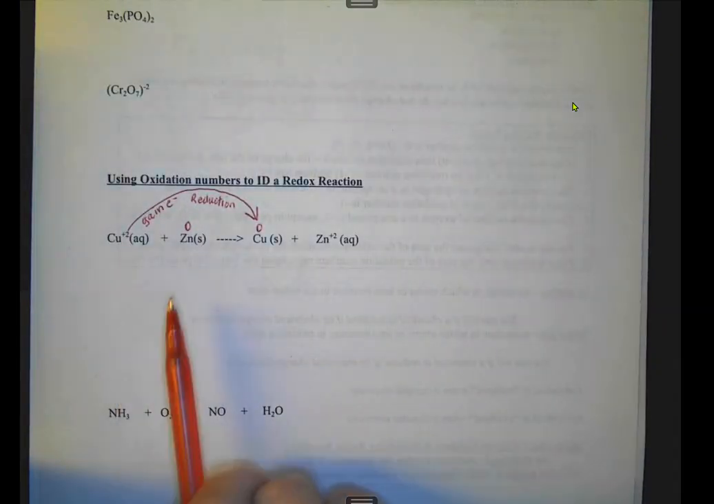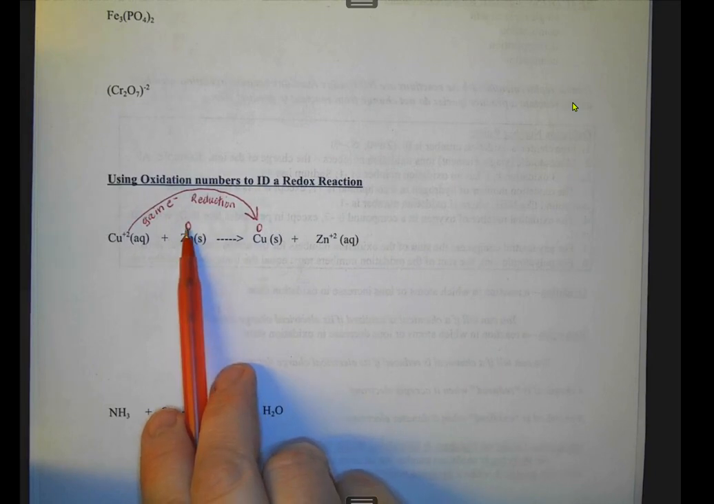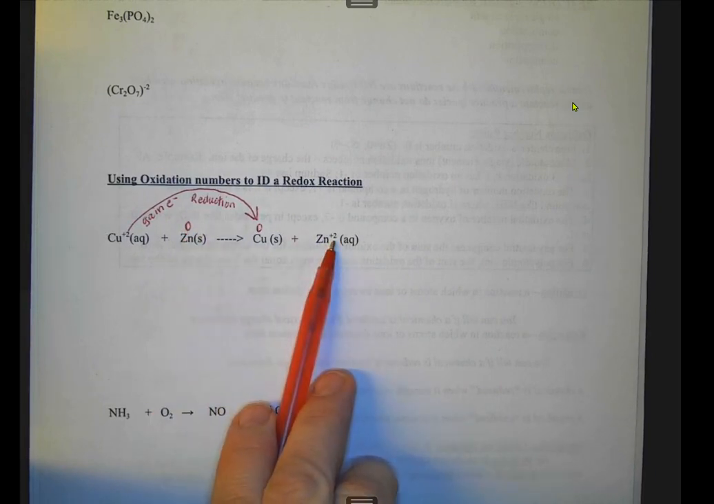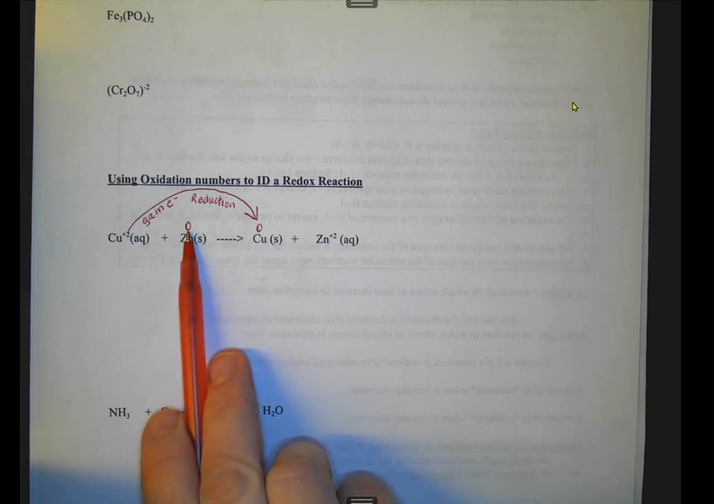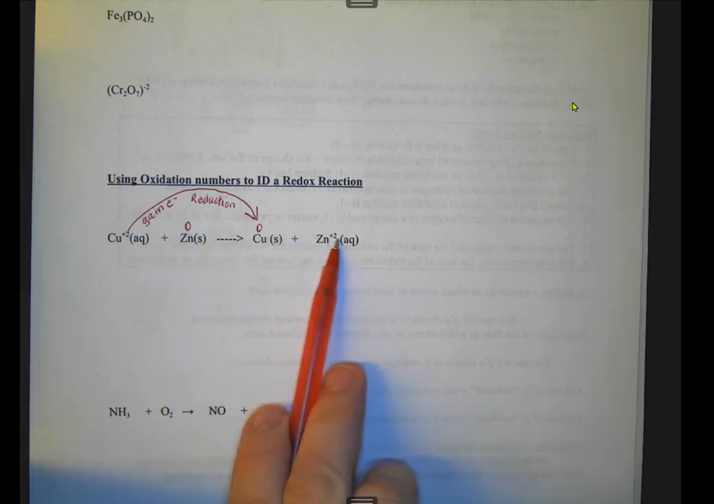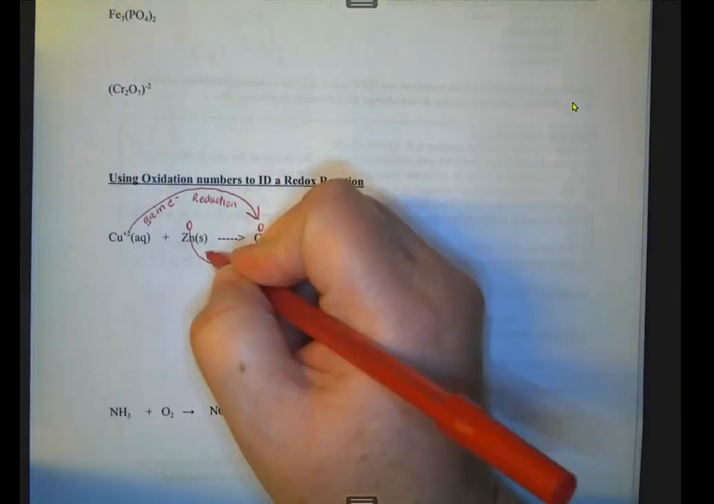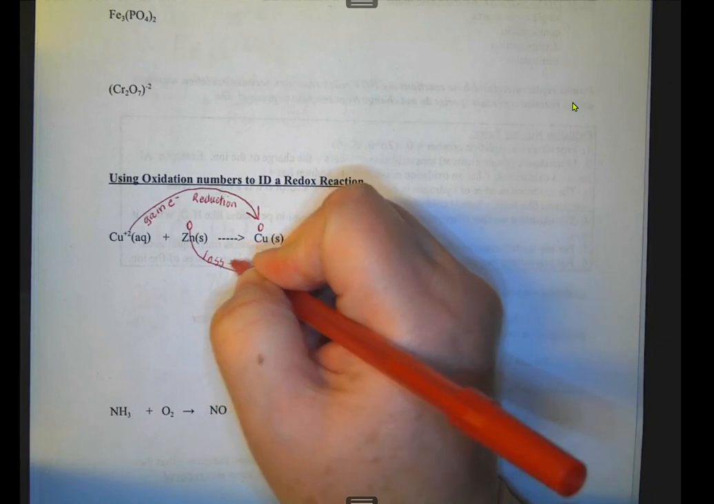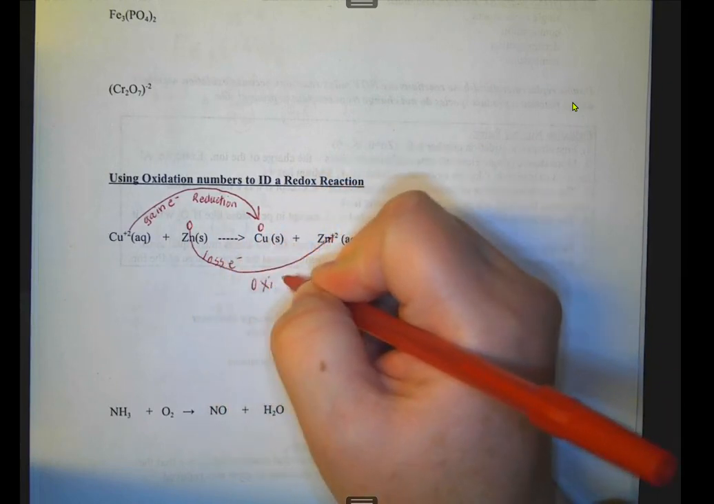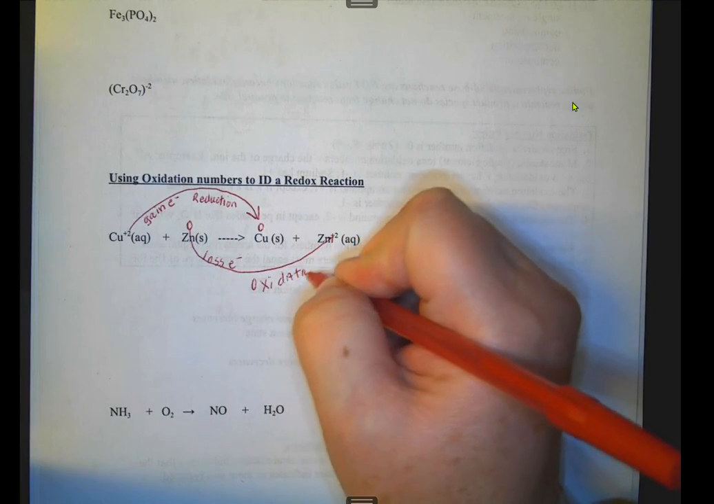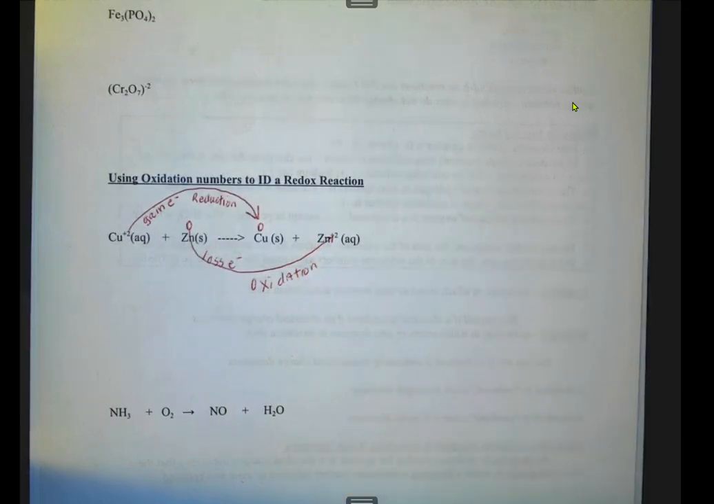Now, zinc went from a 0 oxidation state to a positive 2. Zero means you have exactly the right amount of electrons that you're supposed to have. If you have a positive charge, you have fewer electrons than you're supposed to have. So zinc moved from a 0 to a positive 2, which meant this underwent a loss of electrons. So this indicates that oxidation occurred. Since this particular reaction has both a gain of electrons by one species and a loss of electrons by another, I know that it's a redox reaction.